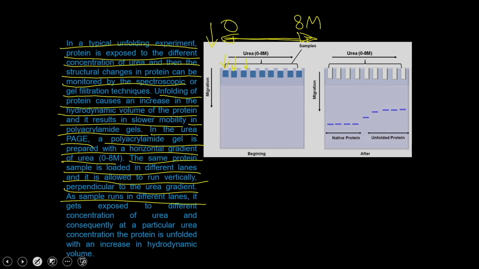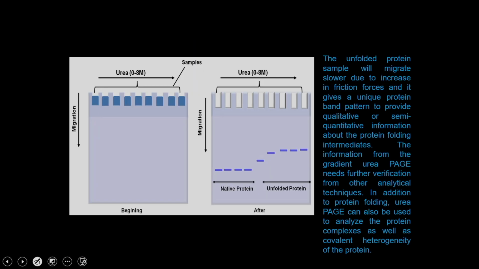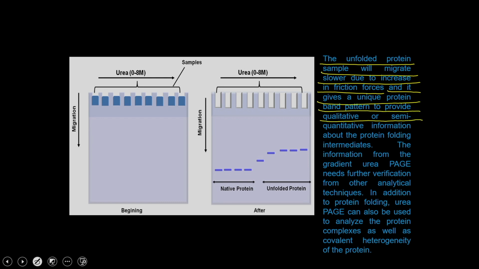As the sample runs in different lanes, it gets exposed to different concentrations of urea, and consequently at a particular urea concentration the protein is unfolded with an increase in hydrodynamic volume. So, when you are starting the experiment, all the samples will look the same except that they are going to get exposure to different amounts of urea. The unfolded protein sample will migrate slower due to the increase in frictional forces, and it gives a unique protein band pattern to provide qualitative or semi quantitative information about the protein folding intermediate.